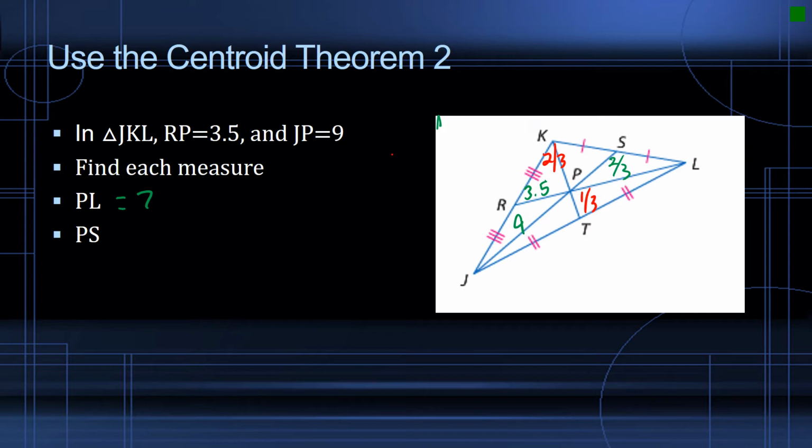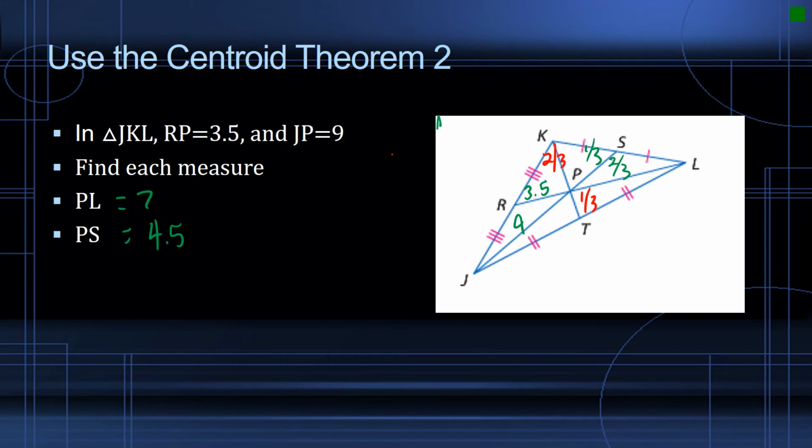Now, let's see, PS. All right, so we're trying to find this. Well, this is 1/3 of the length of that segment, which means it'll be 1/2 the length of JP. Again, we've got a 2-to-1 relationship, and now we're looking at the shorter segment, so it's going to be 1/2 the amount of the longer segment. And so I can take 9 and divide it by 2, and so PS is going to equal 4.5.